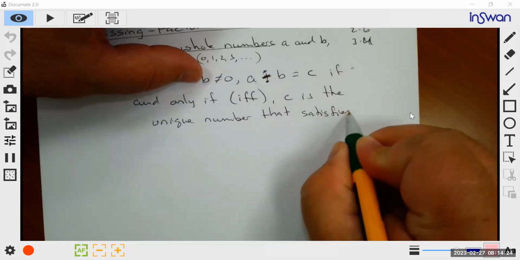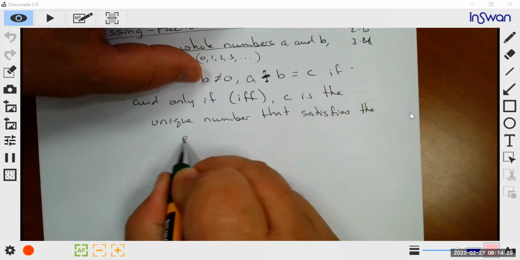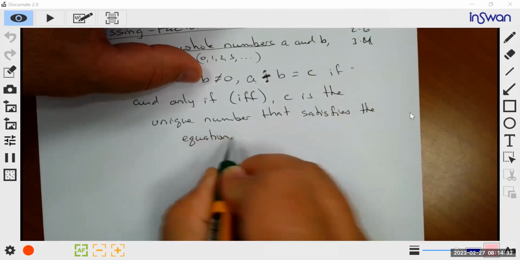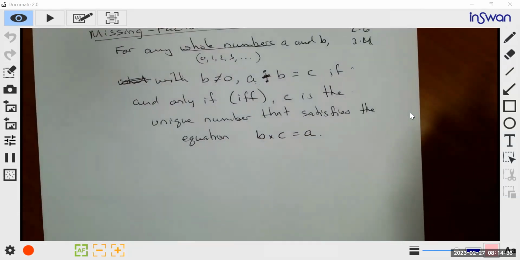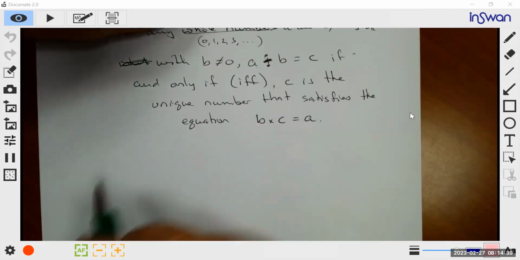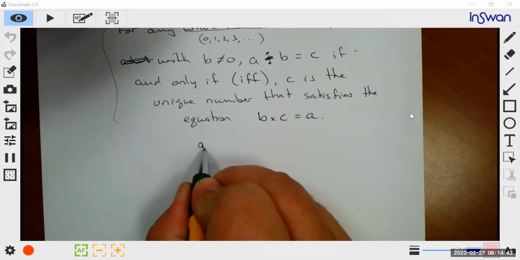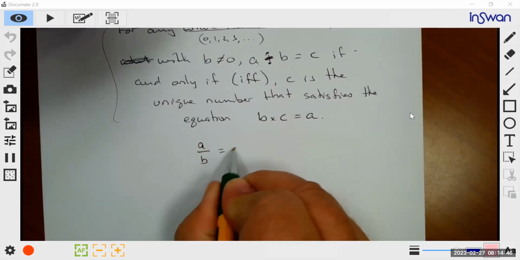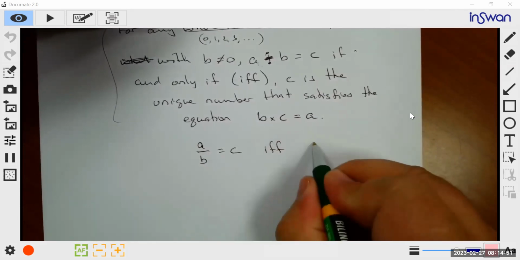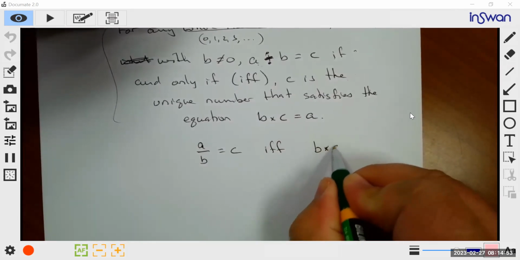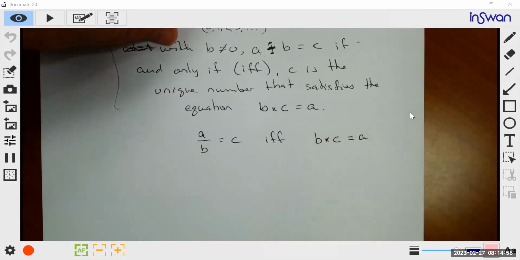That satisfies the equation B times C equals A. So let's show you what this means. This is a theorem, actually. We have 2 numbers. A divided by B equals C if and only if B times C equals A.